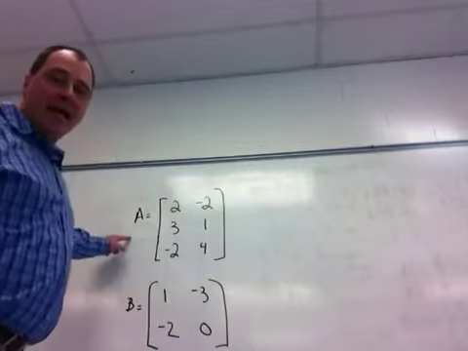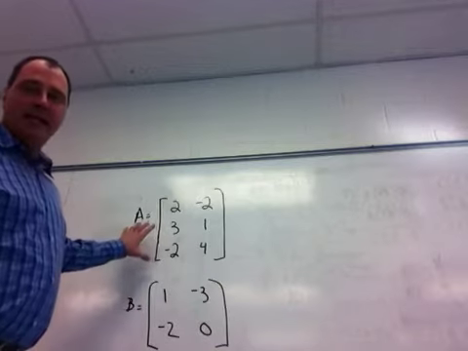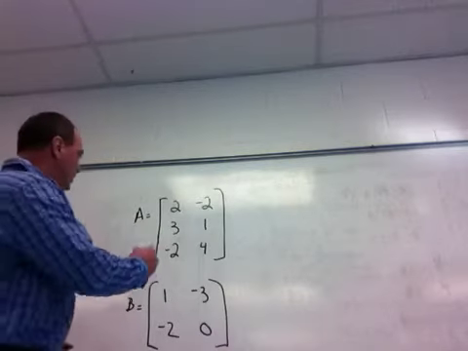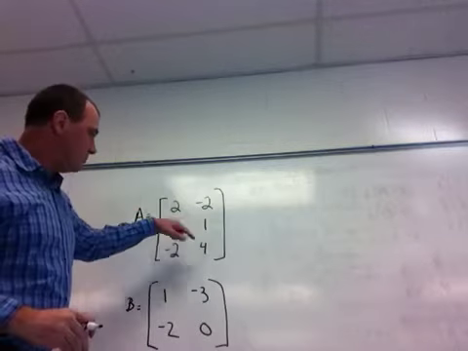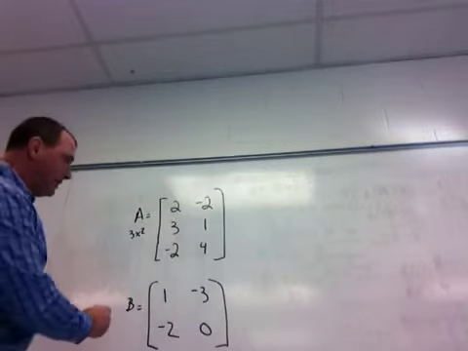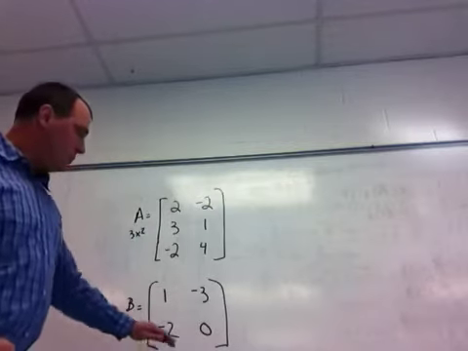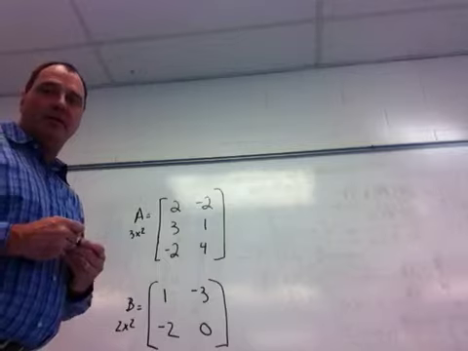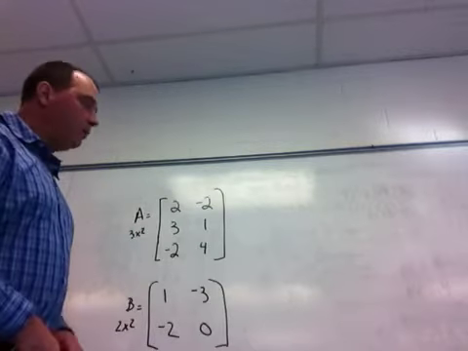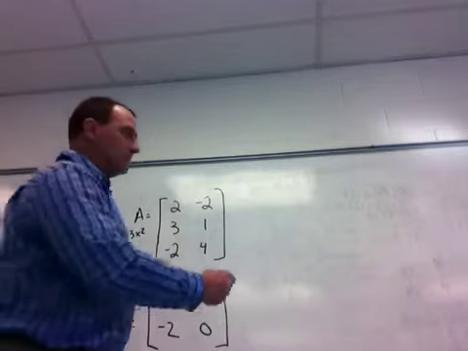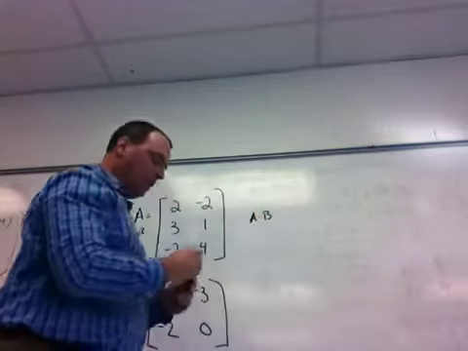I have a matrix A and a matrix B, and A has a dimension of 3 rows by 2 columns. Those are rows and these are columns. And B has the dimensions of 2 by 2, 2 rows and 2 columns. We always give our dimensions by the number of rows by the number of columns. And we're going to see if we can multiply these two things together. We're going to see if we can take matrix A times matrix B.